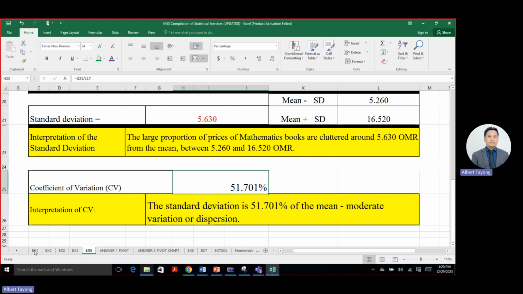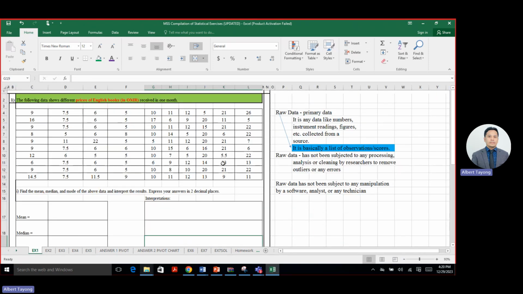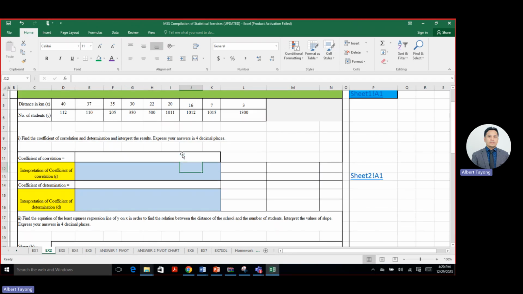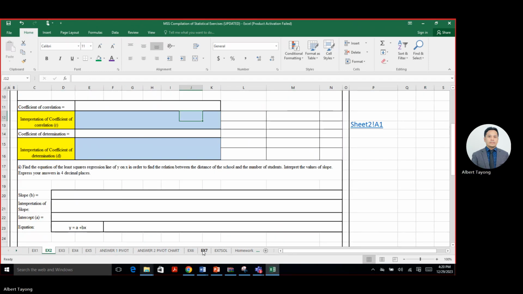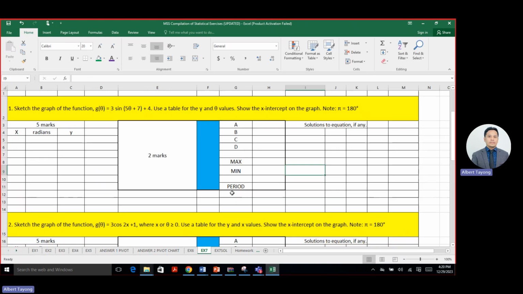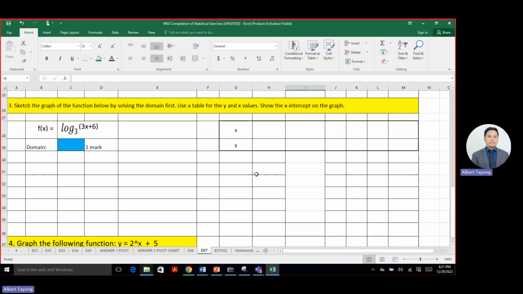Okay, so exercises 1 and 2, I solved last time, so I want you to watch the video about this. And exercise 7 as well, I've solved this already in a different video.